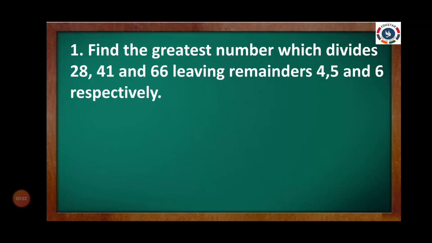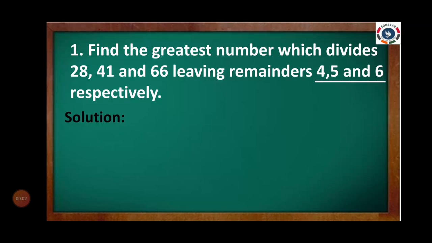Number 1. Find the greatest number which divides 28, 41 and 66, leaving remainders 4, 5 and 6 respectively. Here, greatest number means we want to find the HCF. While finding the HCF, you can use any method, prime factorization method or long division method.